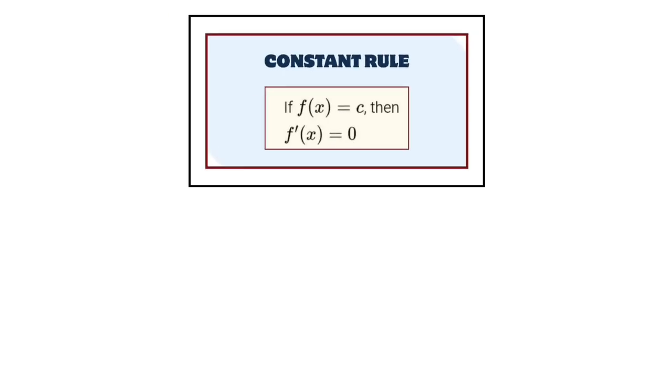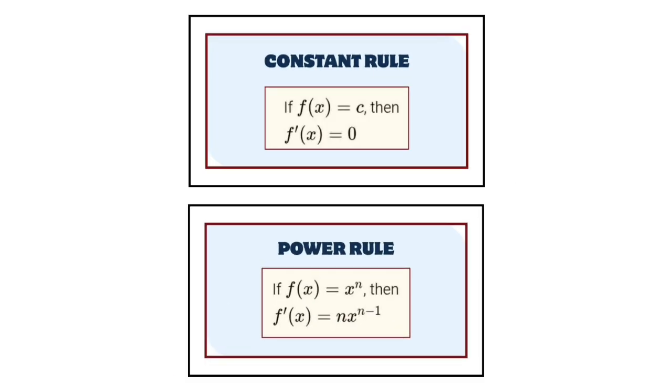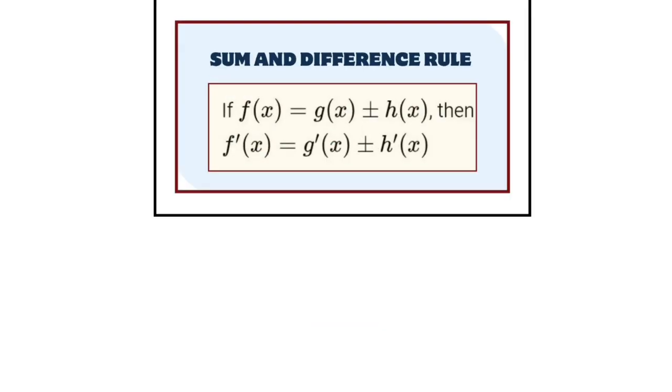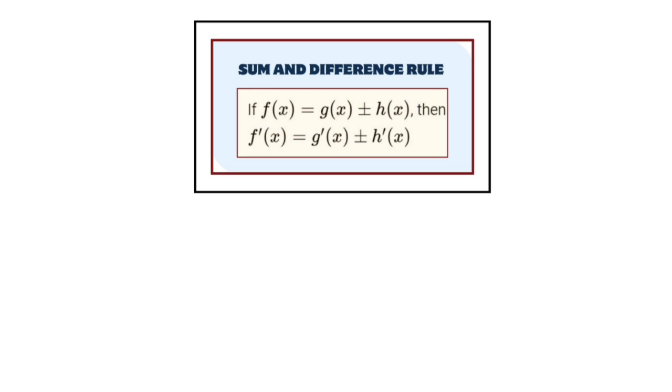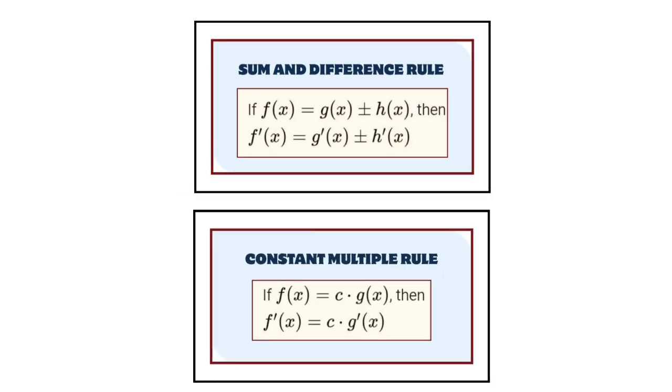We begin with the basic rules, like the constant rule, where the derivative of any constant is 0, and the power rule, which allows us to differentiate expressions like x to the power of n easily by bringing down the exponent and reducing it by 1. Next, we will move to the operation rules such as the sum and difference rule, which lets us differentiate each term separately, and the constant multiple rule, which lets us pull out constants during differentiation.